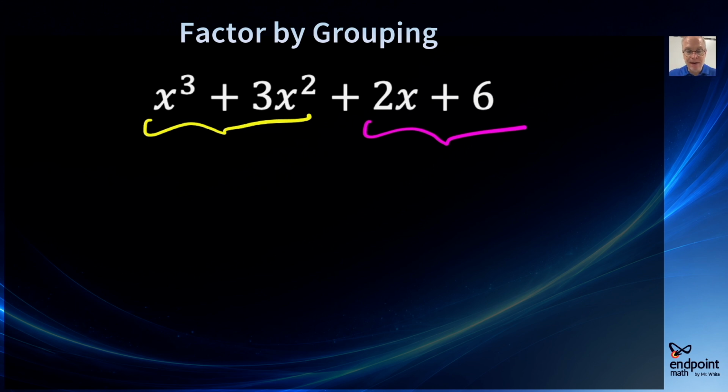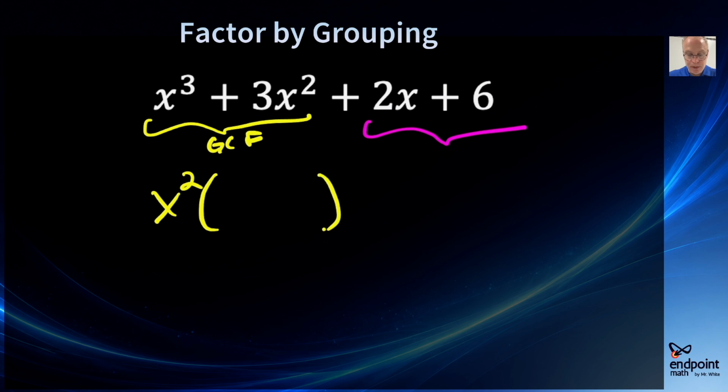And we're going to look and find the GCF. So we're going to find the GCF on this one. So what do they both have in common? And if you need a review on GCF, that was the first video in this sequence. But what is the GCF here? Well, they both are divisible by x squared.